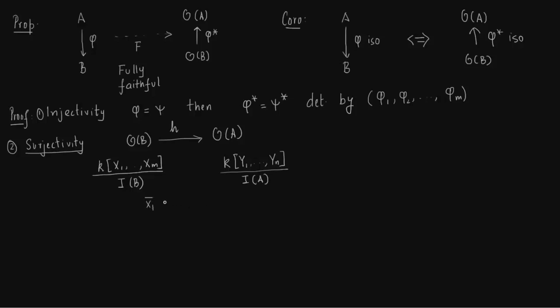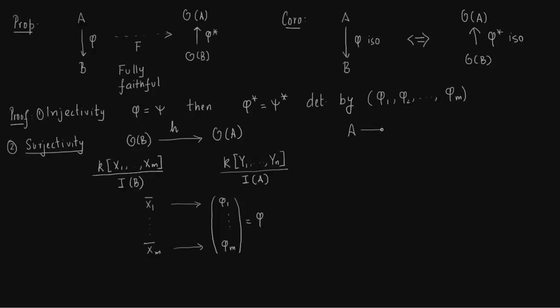So x1 bar, which is the image of x1 modulo I(B), goes to phi 1, x2 bar goes to phi 2, x3 bar goes to phi 3, xm bar goes to phi m. So this was the corresponding morphism phi, and that's why we have case 1.